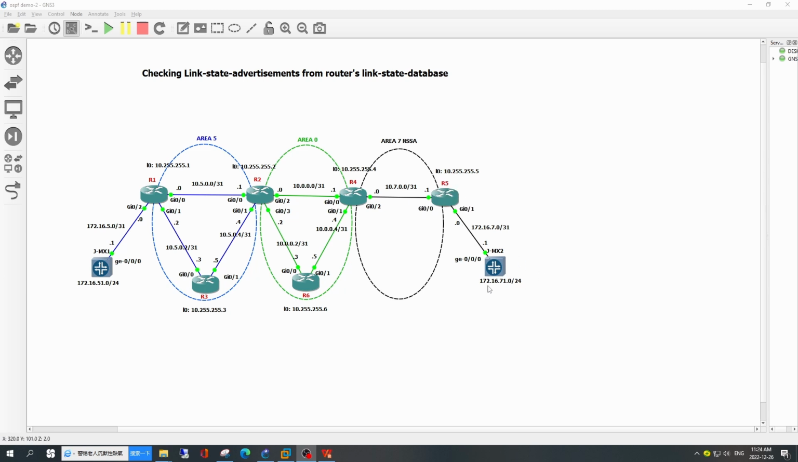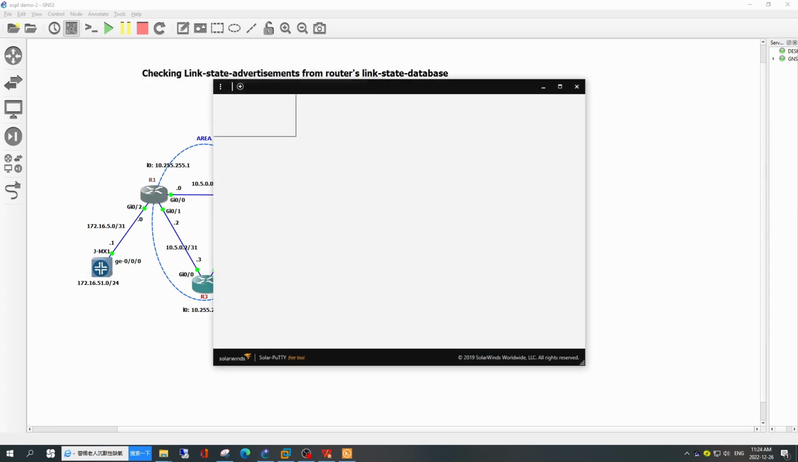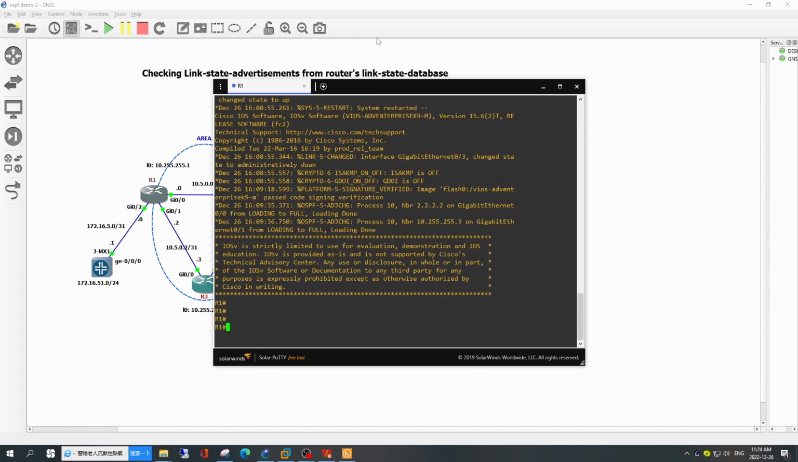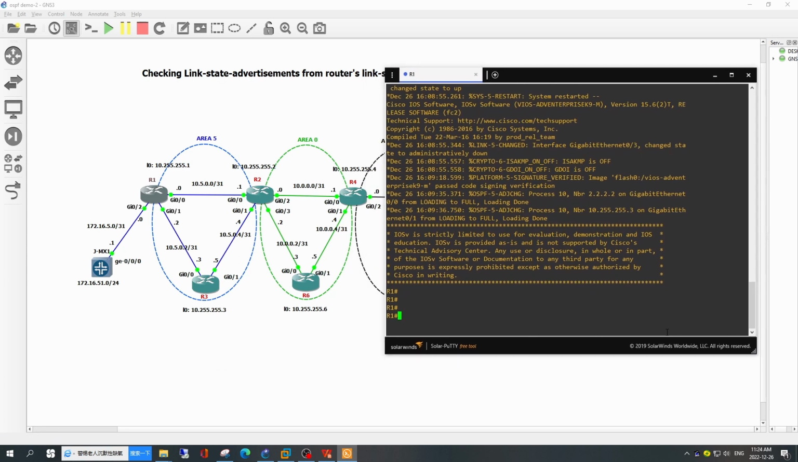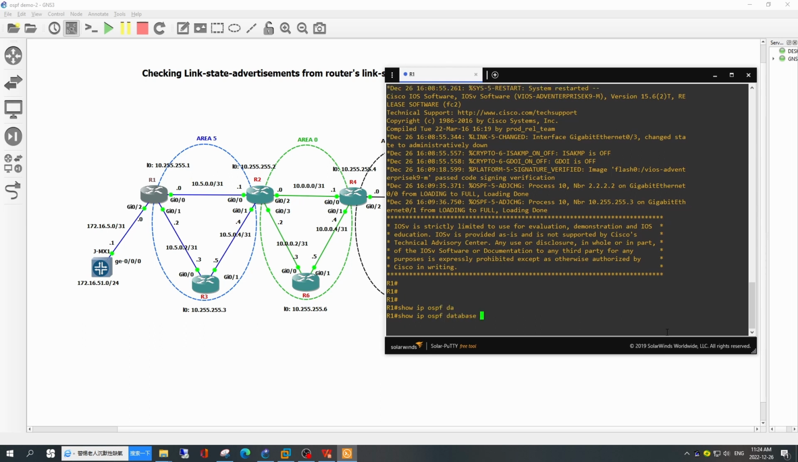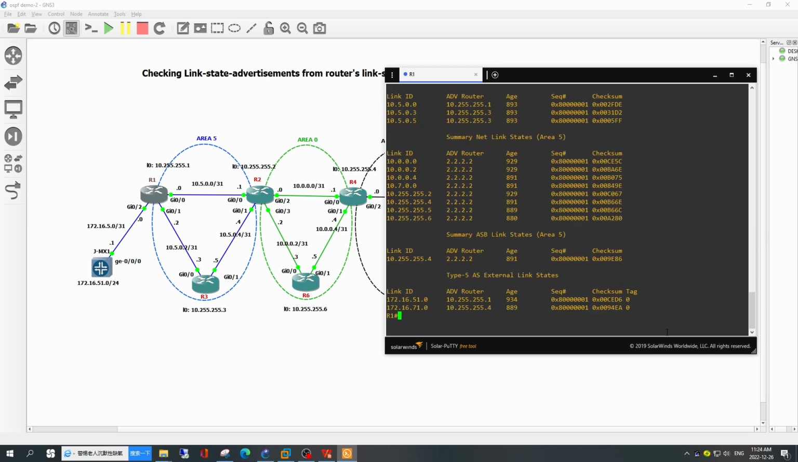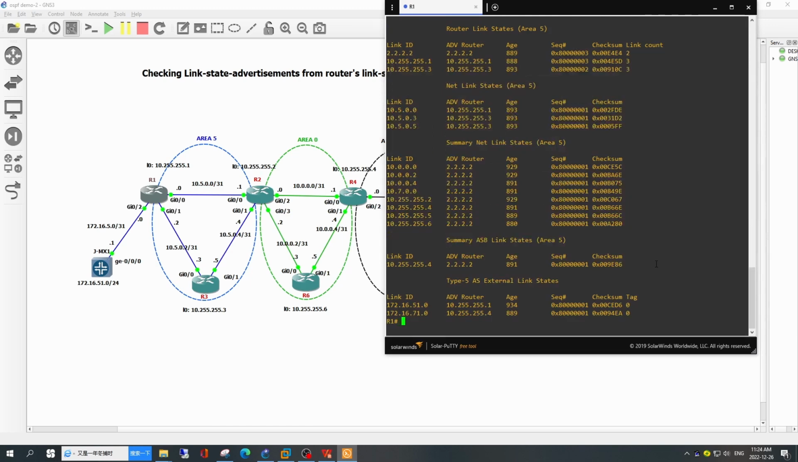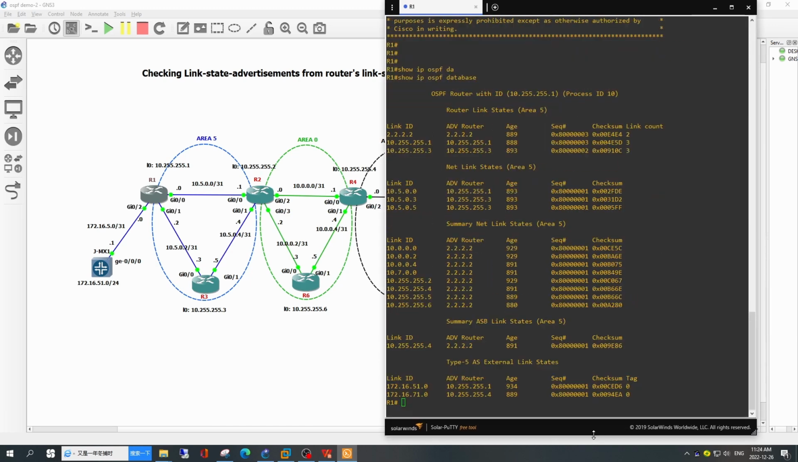Okay, let's start. Let's first log into R1. Okay, we are in R1. Let's run show ip ospf database. Press enter, and you can see the database here. From R1, this is a high-level description of the database. It describes the LSAs for area 5. You can see the first paragraph is Router Link States for area 5.